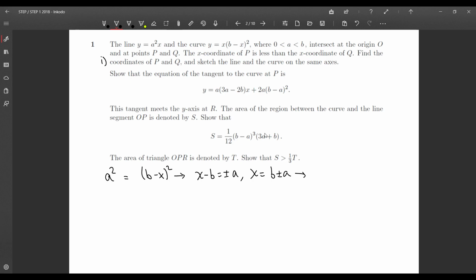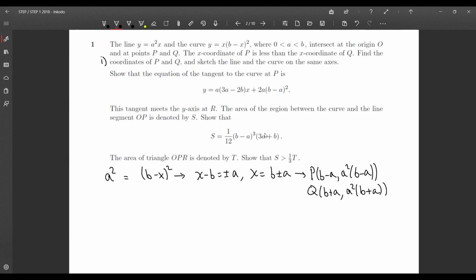Now, a and b are both positive, right? So P, the x-coordinate is going to be the smaller one, so b minus a, and the y is just going to be, we can plug it into either equation. So here I'll just plug it into the linear equation because it's simpler. And Q is going to be b plus a, and a squared times b plus a.